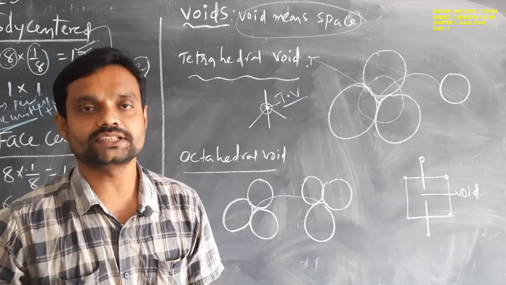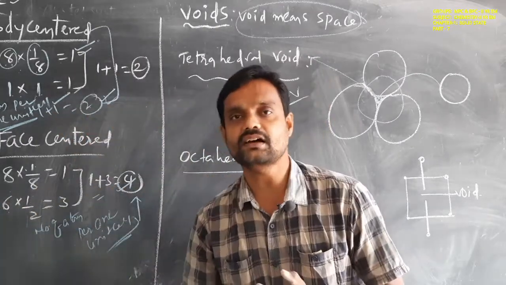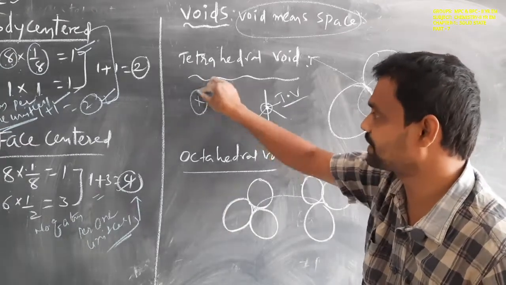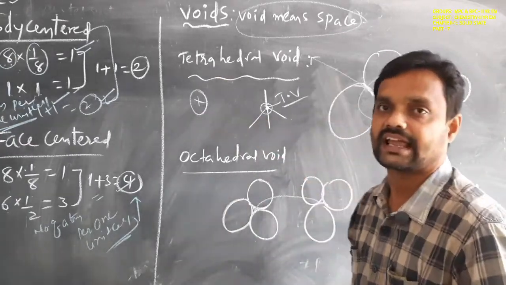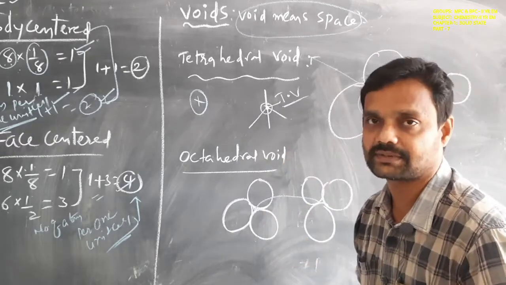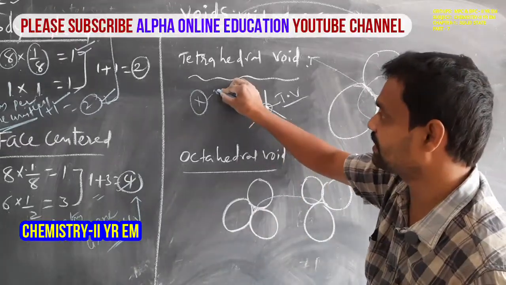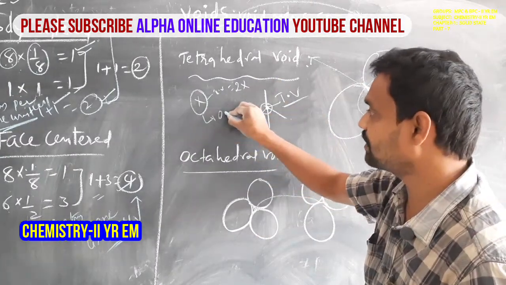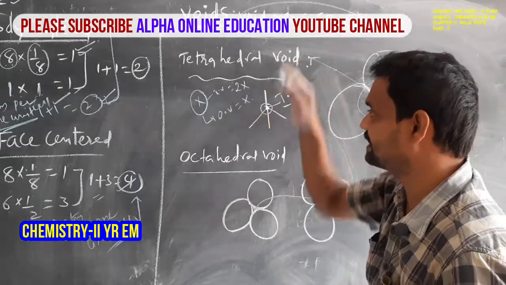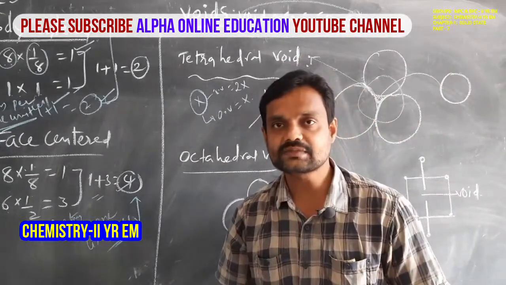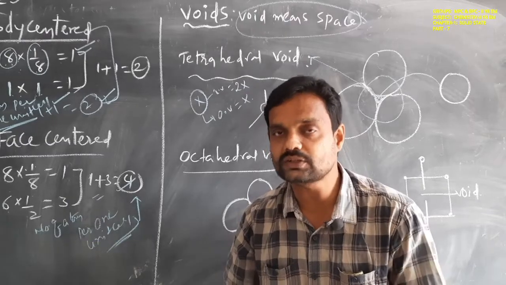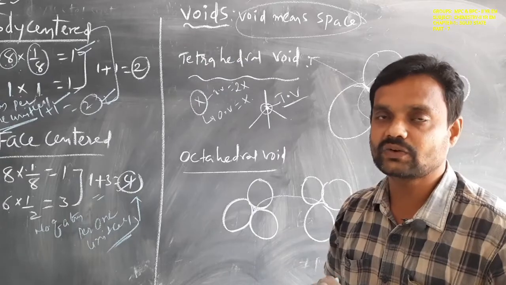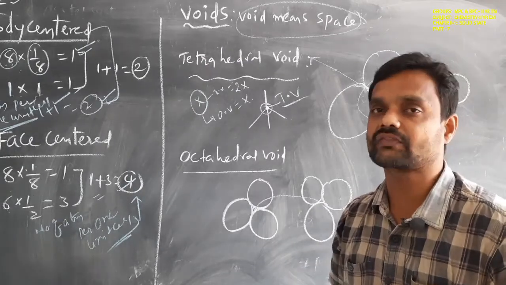So this is the meaning of the tetrahedral void and octahedral void. For example, if X atoms are present, X spheres, nothing but X atoms, the total number of tetrahedral voids is 2X, and the total number of octahedral voids formed is only X. Means X atoms will form 2 into X tetrahedral voids, and X atoms will form only X octahedral voids.